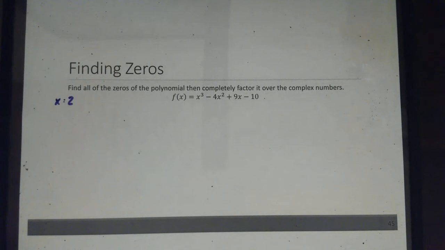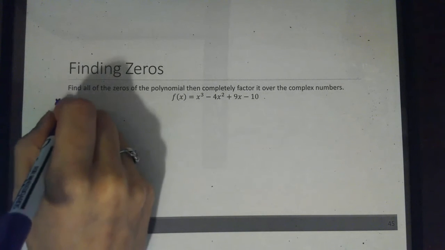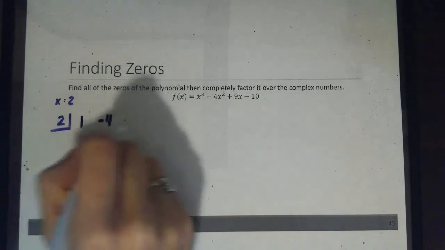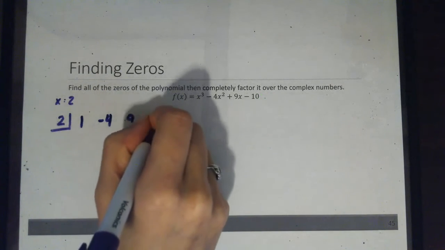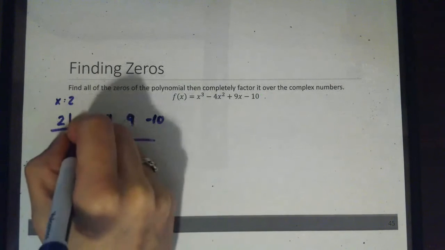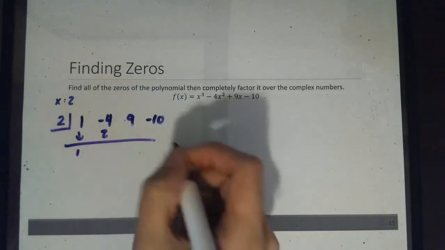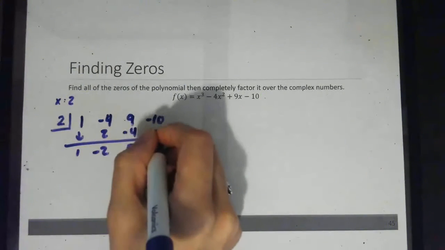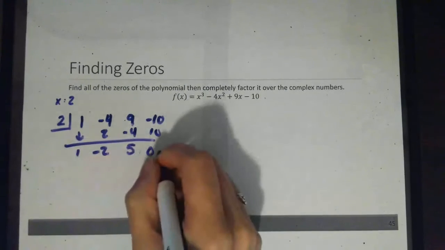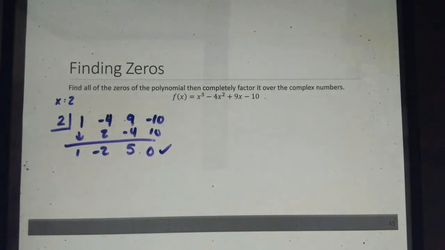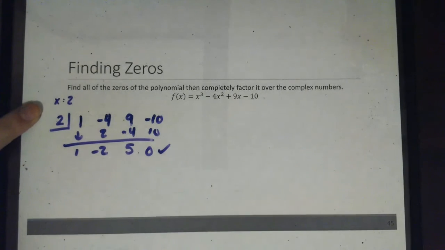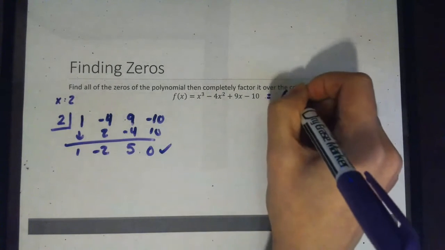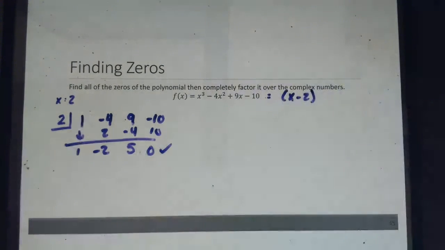I'm going to double check that with my synthetic division. So my zero is 2. My coefficients are 1, negative 4, positive 9, negative 10. I bring down the 1, I multiply, I add, I multiply, I add, I multiply, I get a remainder of 0. So what this is saying is x equals 2 is one of my factors. So when I factor this, one of these is going to be x minus 2.